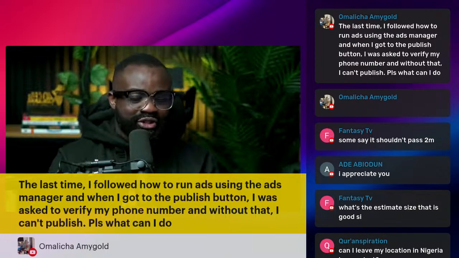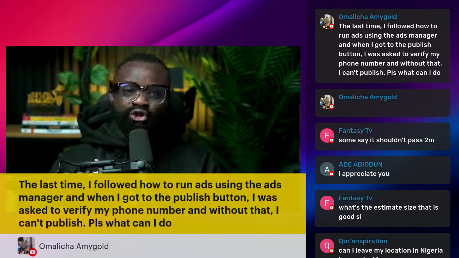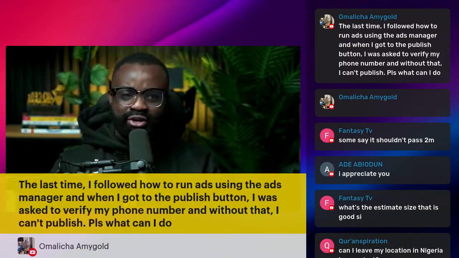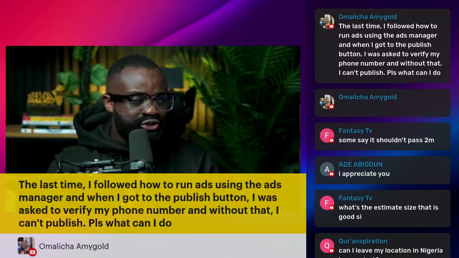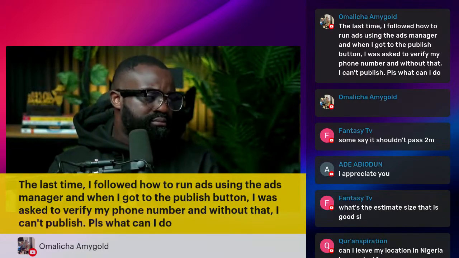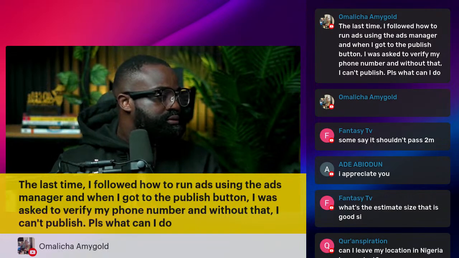It's very important. You need to verify your phone number before you go ahead to run an ad. It's usually there. It's safe. Just put in a number. They'll send you a code, and when you input that code, your phone number is verified, and you can publish your ad. It's just what Meta would always do. So do that, ensure you verify your phone number.